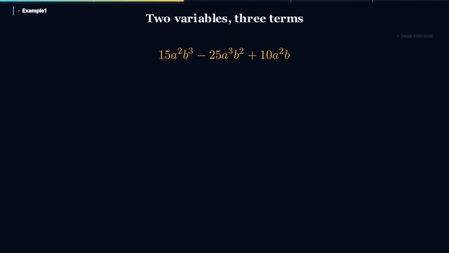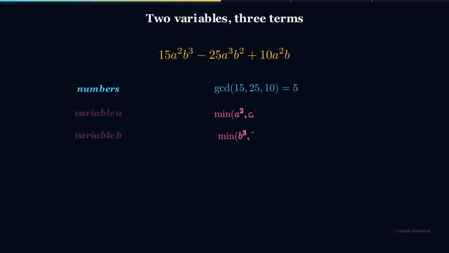Now a problem with two variables. Factor 15a squared b cubed minus 25a cubed b squared plus 10a squared b. Three terms, each one carrying both a's and b's. The procedure is the same: numerical piece first, then each variable separately. Numerical part. Find the greatest common divisor of 15, 25, and 10. 5 divides each of them evenly. 15 is 3 times 5. 25 is 5 times 5. 10 is 2 times 5. So the numerical GCF is 5.